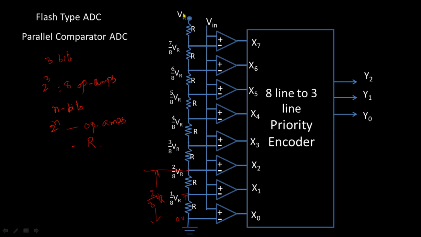So by using this voltage divider network, different reference voltages are connected to the negative terminals of all these comparators, and Vin is connected commonly to the non-inverting terminals of all these op amps. These outputs are connected to the inputs of the 8 line to 3 line priority encoder. Based on these inputs, it gives the binary output.